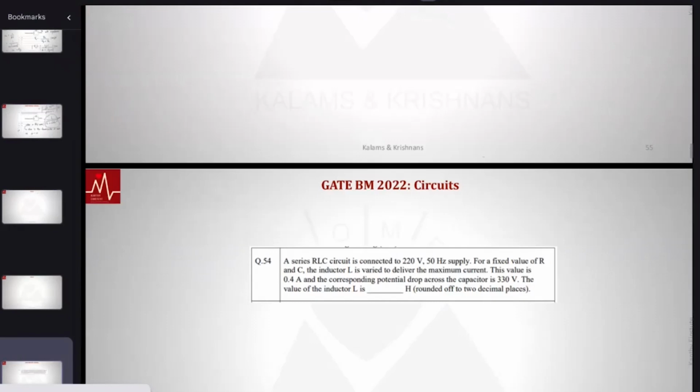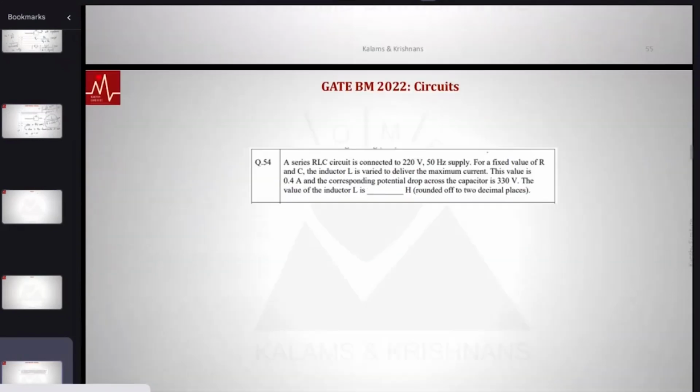Say from now on, it's mostly Kirchhoff's law, I suppose. Yeah, I solved this problem recently. It looks like a lengthy problem, but I'll do this, okay? Series RLC circuit is connected for a fixed value of R and C. Inductor is varied to deliver maximum current. This value is 0.4 amps.